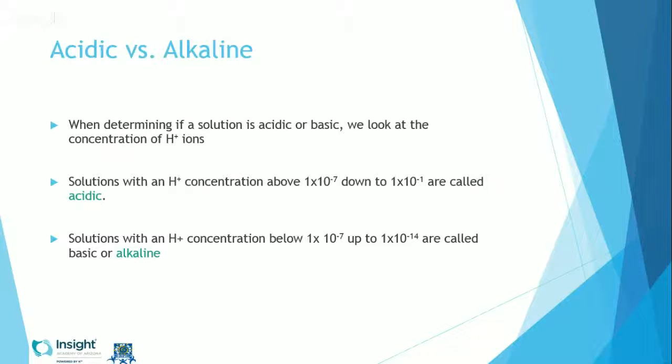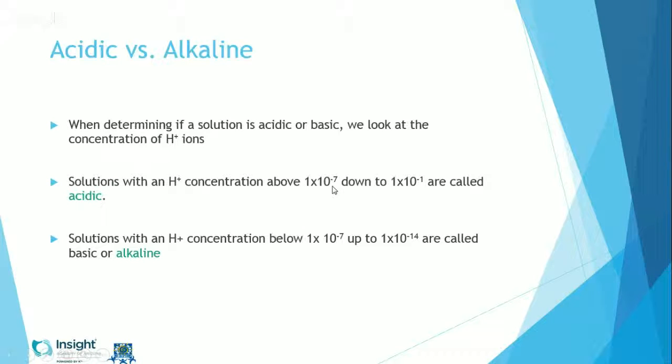So historically, when we've tried determining if something is acidic or basic, we would focus on the concentration of H plus ions, right? So we look at the number for H plus ions. When that concentration is between 1 times 10 to the negative 7th all the way down to 1 times 10 to the negative 1, we call that solution acidic, all right? I know this is weird because the number is getting smaller, but you got to think about this. The decimals here are actually getting bigger as you decrease that exponent, all right?